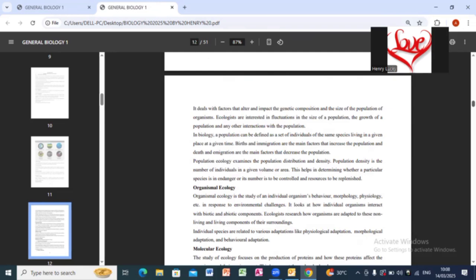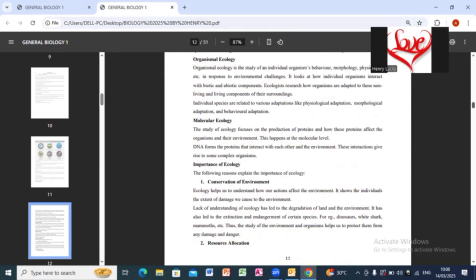Molecular ecology studies or focuses on the production of protein and how these proteins affect organisms and their environment. This simply explains what happens in mutation and in protein synthesis, which has to do with the DNA factors and the RNA.